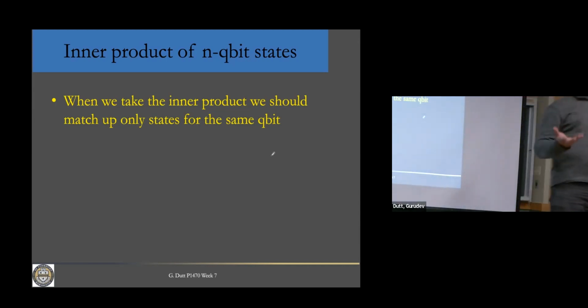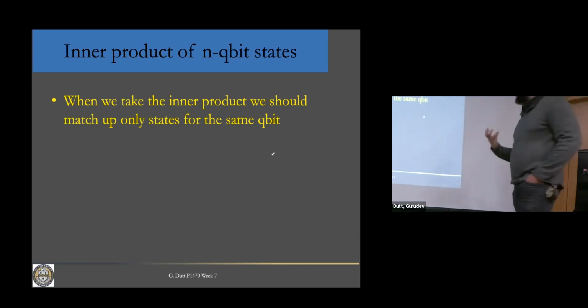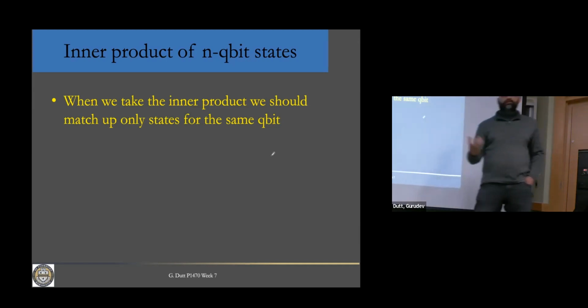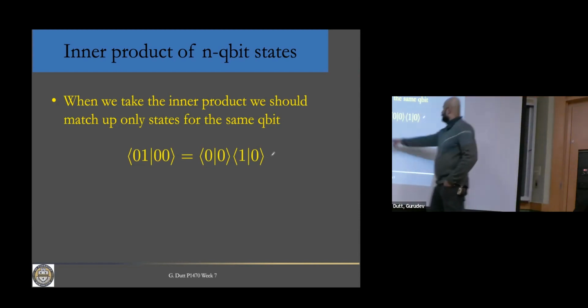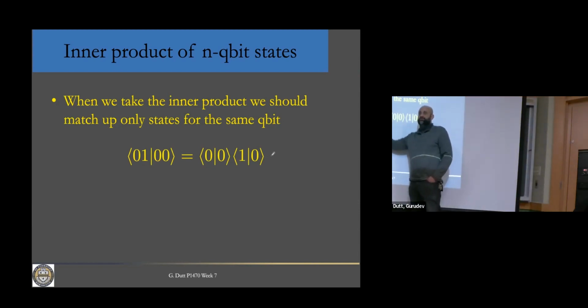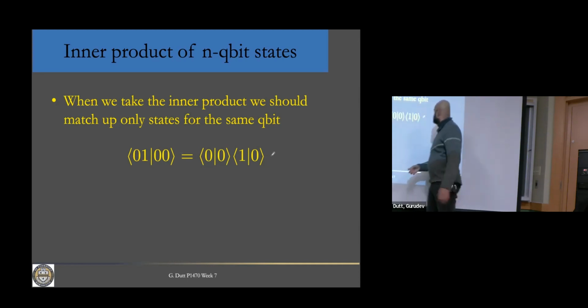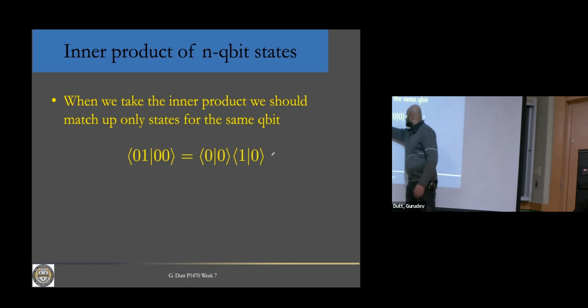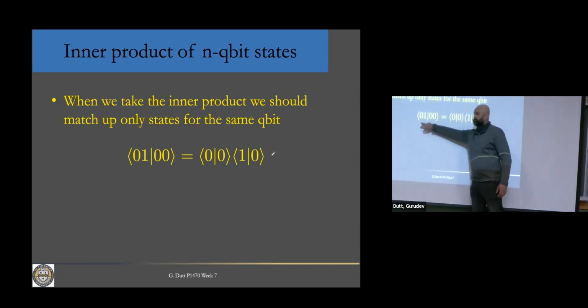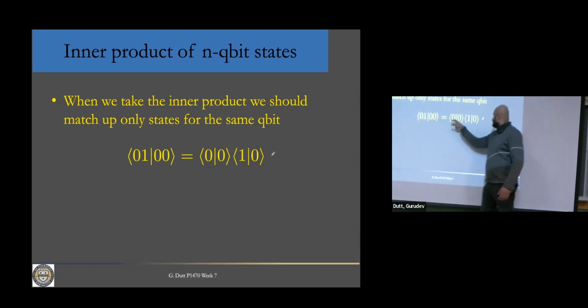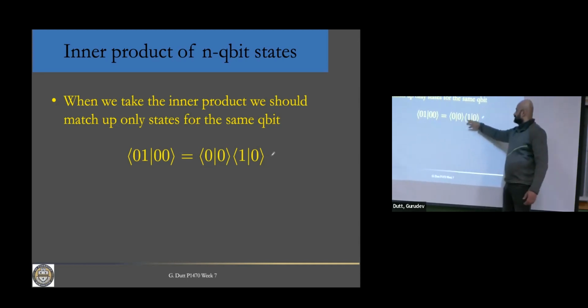The basic thing to remember is we must always match up only the states for the same qubit. So here's what I mean by that. This is the bra 0, 1, and this is the ket 0, 0. When I sandwich those together, I must take this 0 and match it up with this 0 over here. So these left two bits or states, that's 0, 0 over here, and similarly, the right states with the right state.